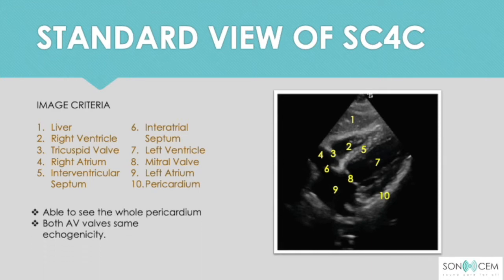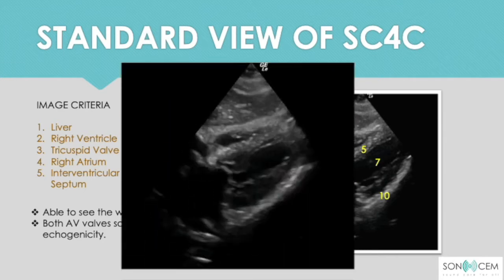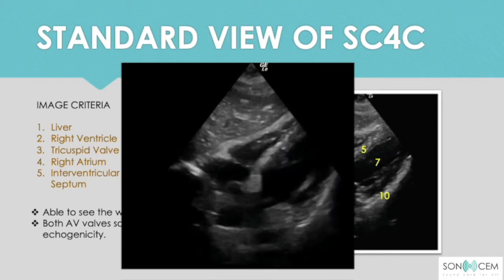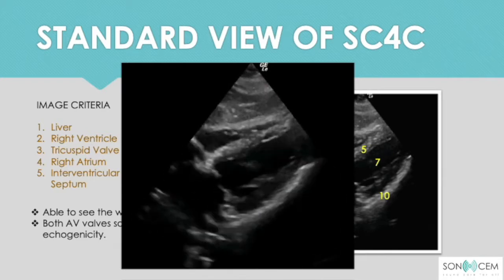You have to be able to see the whole pericardium, and both valves should be seen as same echogenicity. This is the example of the standard view of subcostal four chamber.